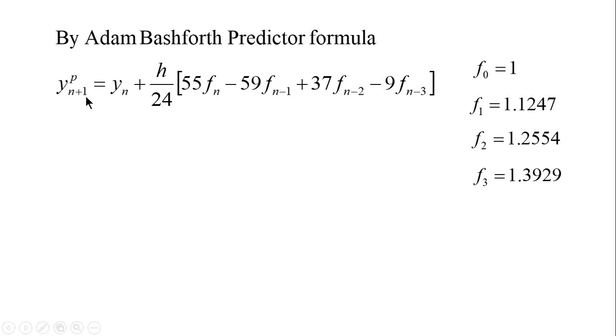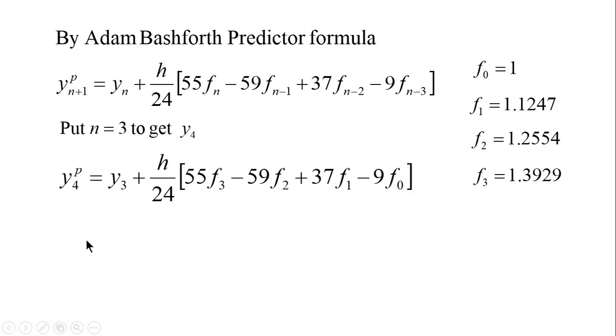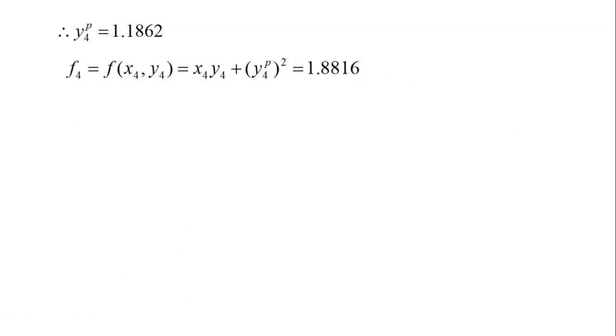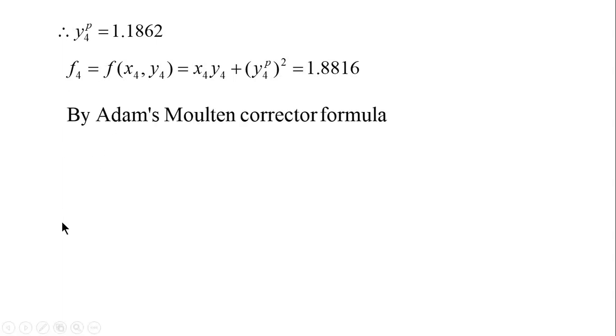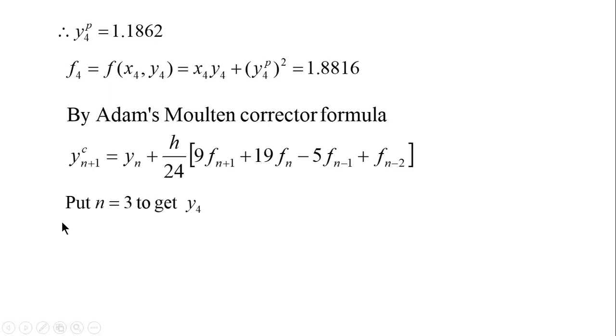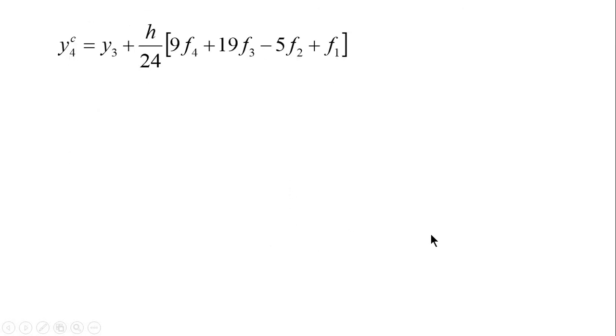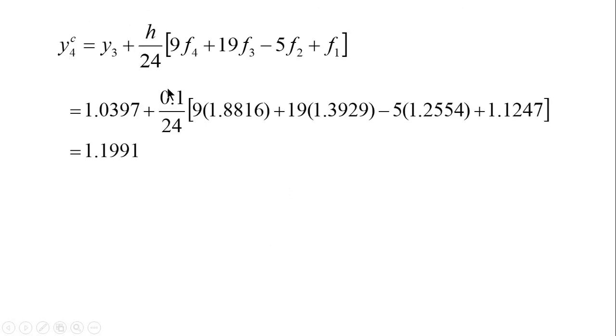Once you get all these values, you can use the Adams-Bashforth predictor formula. We need y4, isn't it? So put n equal to 3. Now substituting all the values, we get the predicted value. Now use this predicted value to find f4, because we need f4 in the corrector formula. Now in the corrector formula we will put f4 and the remaining values f3, f2, f1, and we get the corrected value. So this is our corrected value.